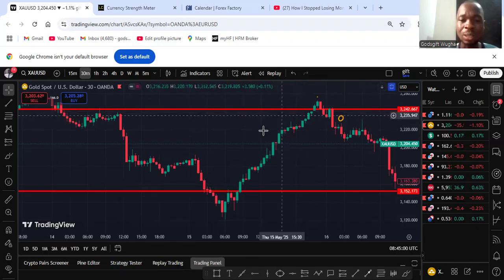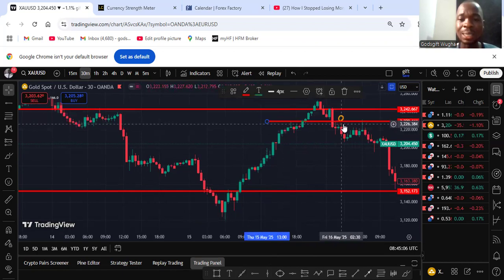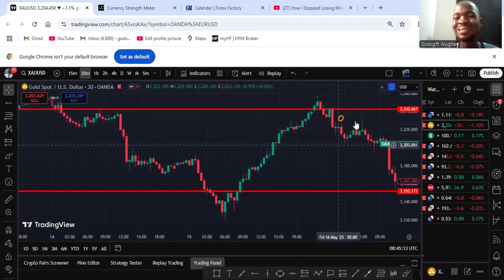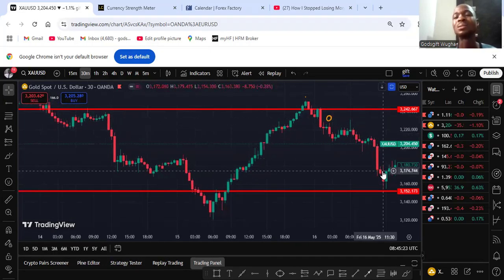I watched it in this environment, in this head and shoulder structure. This is the left shoulder, head, right shoulder. It came back to the right shoulder. Now, this thing came and took out the people who entered there for a sell. It hunted all of them down, and at the end, it swiped them. At this point, I took my trade, and the market dropped.